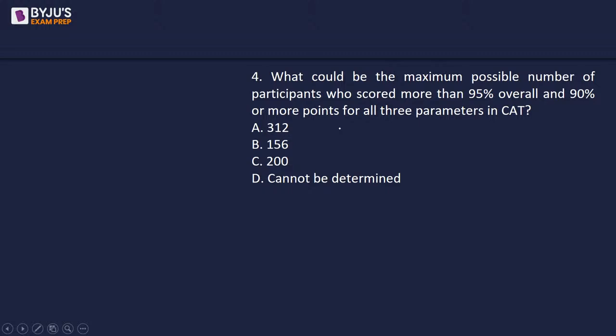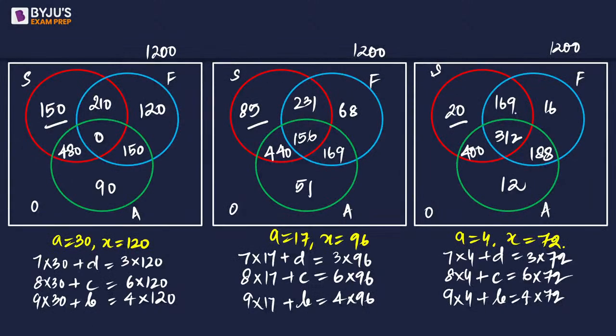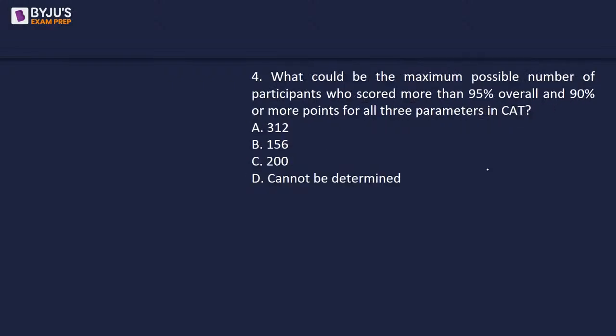ठीक है. Scored more than 95% overall and 90% or more points for all the three parameters in CAT. 90% or more. ये तो डायरेक्ट हो गया. The maximum number is here, right? 312 is the maximum number of students who can score at least 90% in all the three sections or in all the three parameters. 312 is the highest.